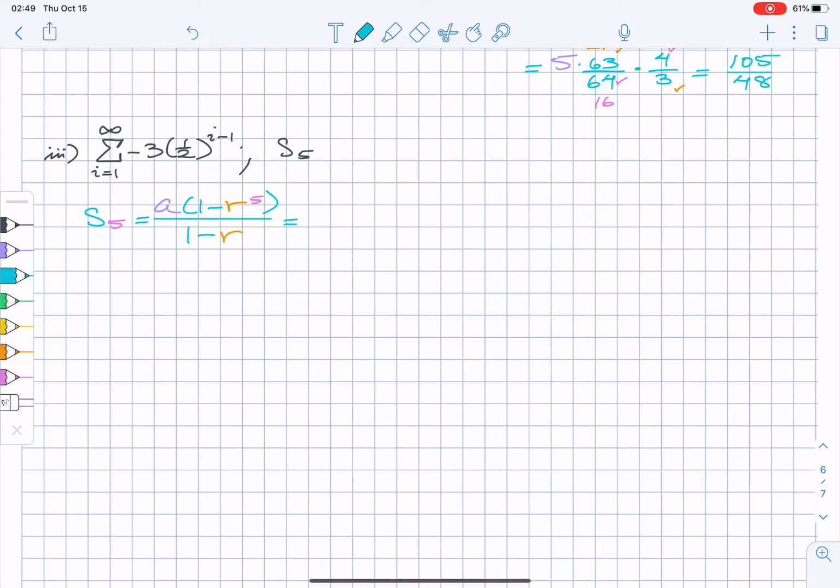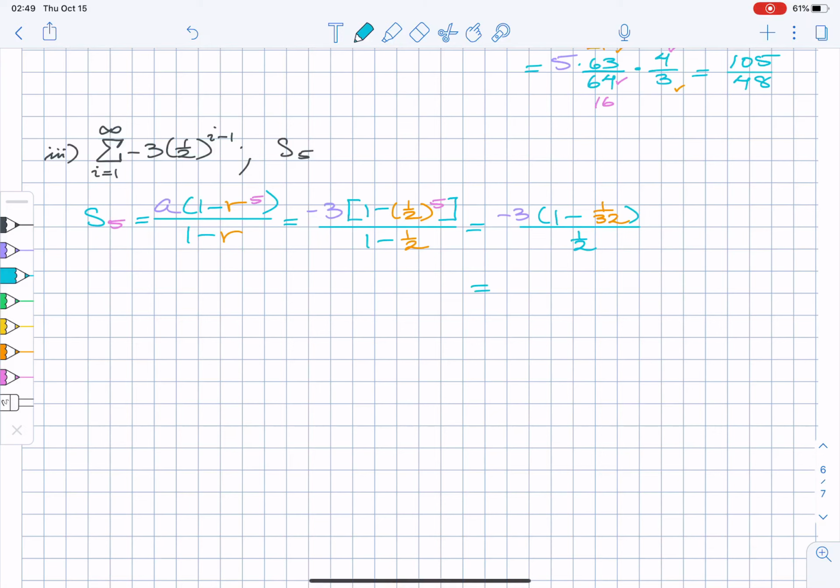Okay, so in our case, a is negative 3. This is going to be 1 minus the quantity 1/2 to the fifth, all divided by 1 minus 1/2. So that's going to be negative 3, and we're going to have 1 minus 2 to the fifth is 32, so this is 1/32, all over 1 minus 1/2, which is just 1/2.